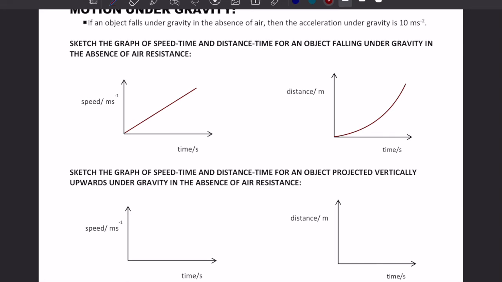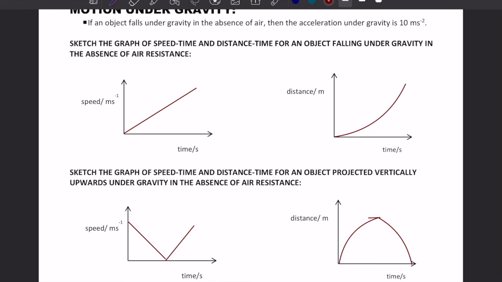For another example, the object is projected vertically upwards in the absence of air resistance. So as it goes up, the speed would decrease. It becomes 0 at the highest point. When it starts coming back down, the speed increases again in the opposite direction. And as it goes up, the distance would increase, but as it comes down, the distance would decrease, and when it lands on the ground, the distance again becomes 0.